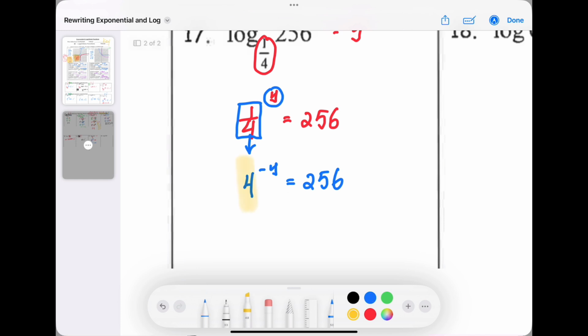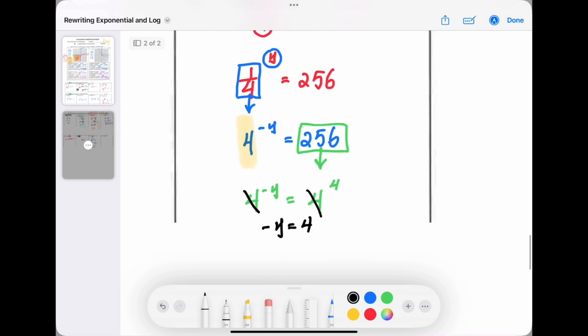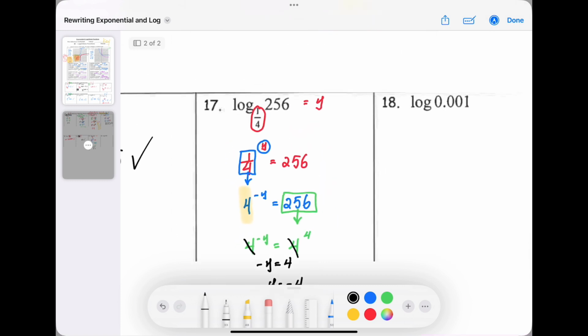And all about the base. What is my base? 4 is my base. So that gives us an inspiration. I'm going to rewrite 256 as base 4 to what power? Okay, power to the 4. So therefore, you know that all about the base. Base the same, cancel out. So negative y is equal to 4, aka y is equal to negative 4, okay?